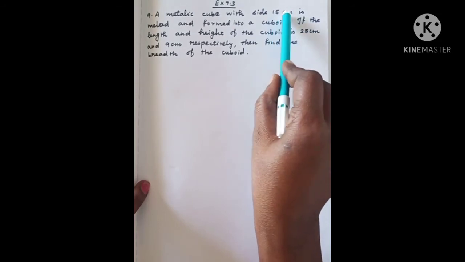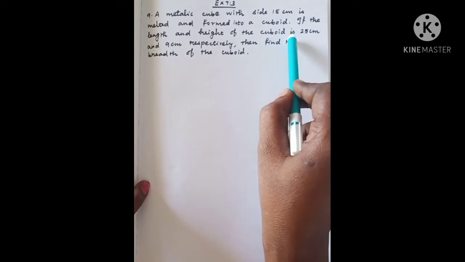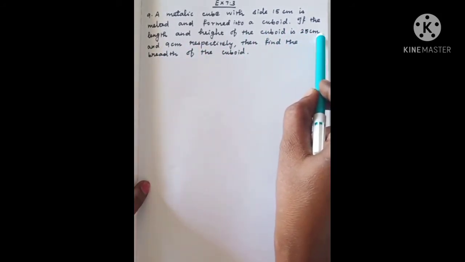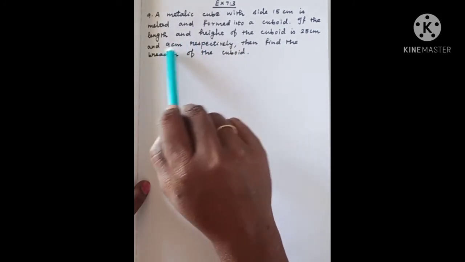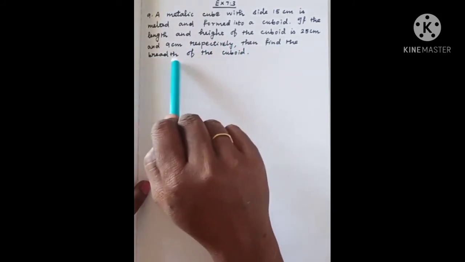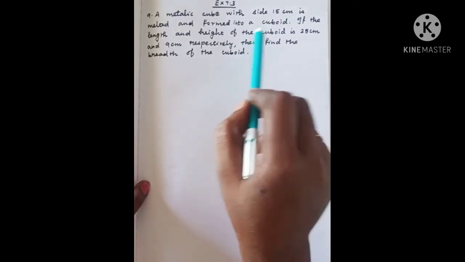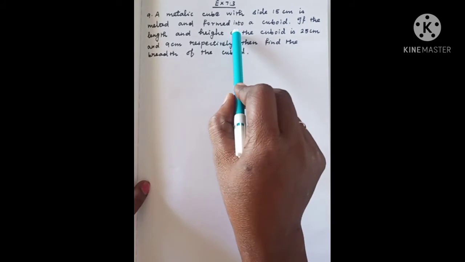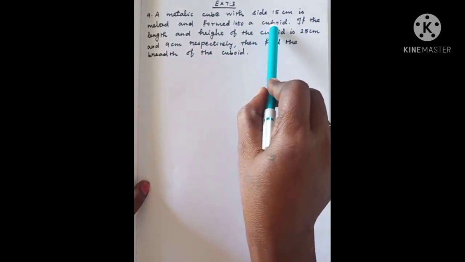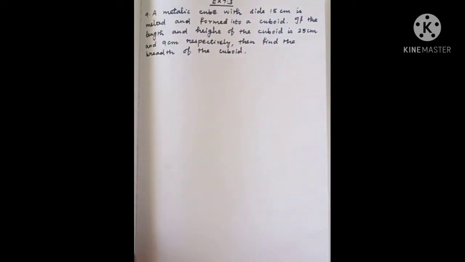The side of the cube is given as 15 centimeter, and the length of the cuboid is 25 centimeter and the height of the cuboid is 9 centimeter. We have to find the breadth of the cuboid. So in this problem, they are given volume of cube is equal to volume of cuboid and then we have to find the breadth of the cuboid.